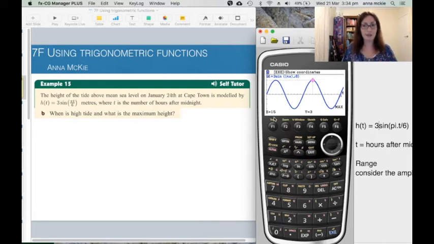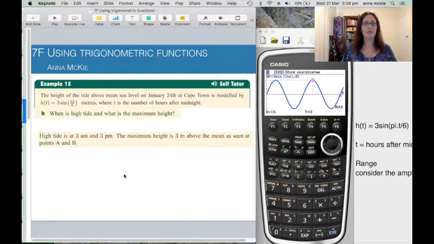However, there's more than one maximum high tide, so you would arrow across to the next one, which is x is equal to 15. So that's 15 hours after midnight. So I guess subtract 12 for half of the day, and now you're at 3 p.m. Just check that. Our answer would be the high tide is at 3 a.m. and 3 p.m. and the maximum height is 3 meters above the mean, as seen at points A and B, if you needed to graph that.